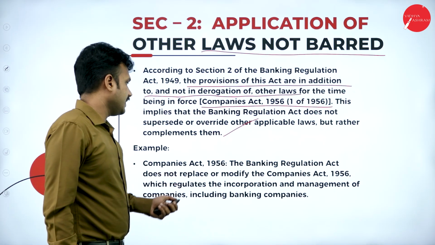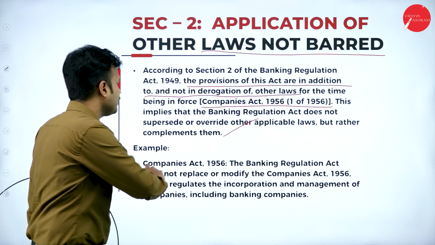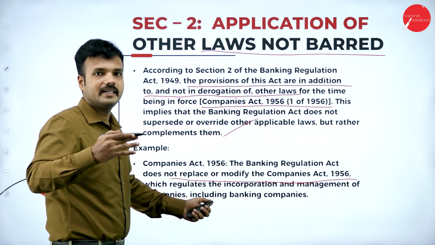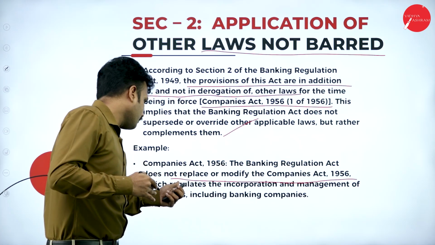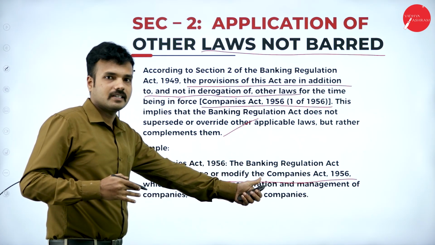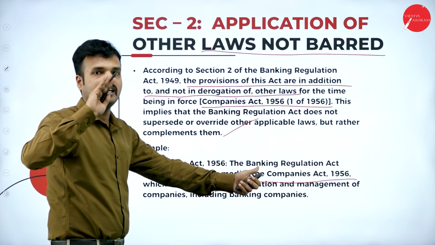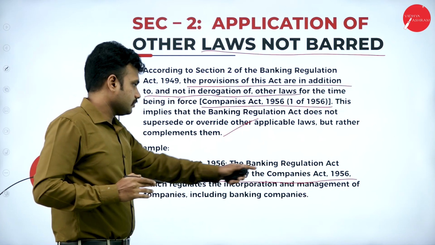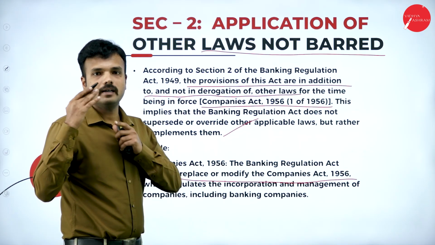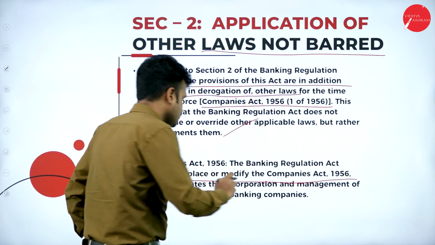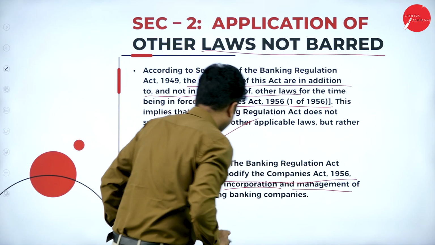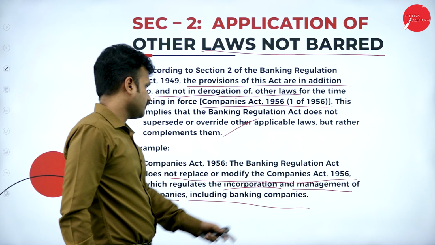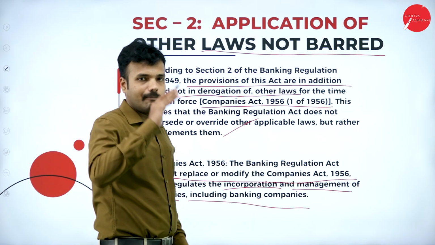The Banking Regulation Act does not replace or modify the Companies Act 1956. It does not have any authority or power either to modify or replace the Companies Act 1956. It is not supposed to make any regulation under the Companies Act 1956; it must just follow certain clauses given by the Companies Act 1956. So what has the banking company adopted from the Companies Act 1956? Regulations regarding incorporation and management of companies, including banking companies. It regulates the incorporation of the company and the management of a company, including banking companies.